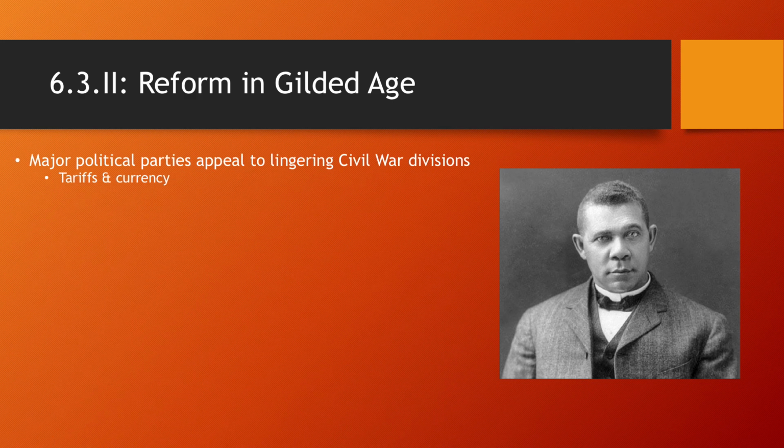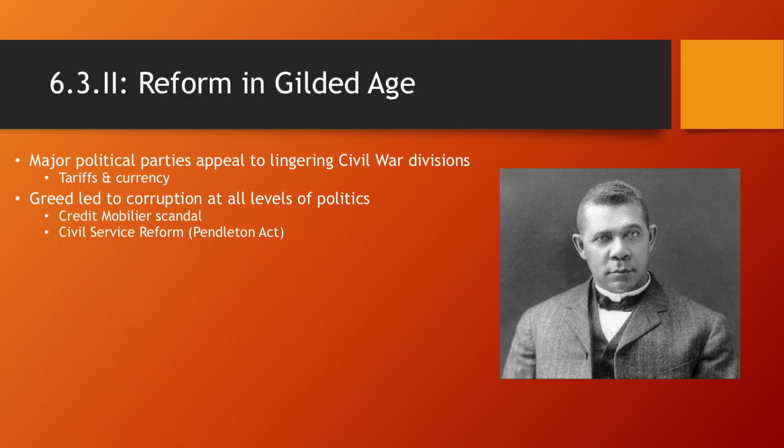We had this concept start off with the idea of the political party still lingering with Civil War divisions on tariffs and currency. This does eventually lead to political reform because there's corruption at all levels. It starts with Ulysses S. Grant as president. We got the Crédit Mobilier scandal, the first major scandal that involved a president, with Grant, many members of his cabinet, and his own vice president, perhaps even his own brother involved in this. This fake construction company didn't even exist.